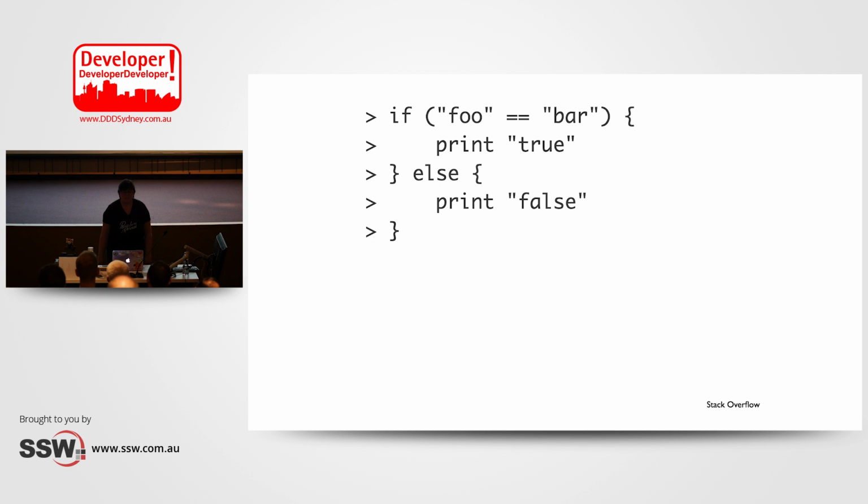Let's talk about Perl. In Perl, if I have an if statement that wants to check the equality between foo and bar, if they're equal, print true, else print false. Is foo equal to bar true? False. In Perl, double equals is numeric equality. It casts them to numbers. Foo and bar are both 0.